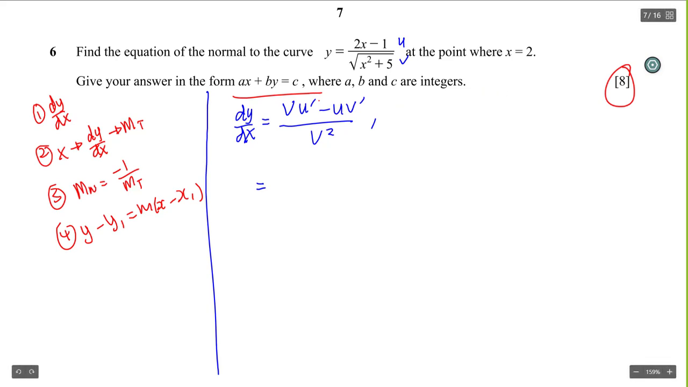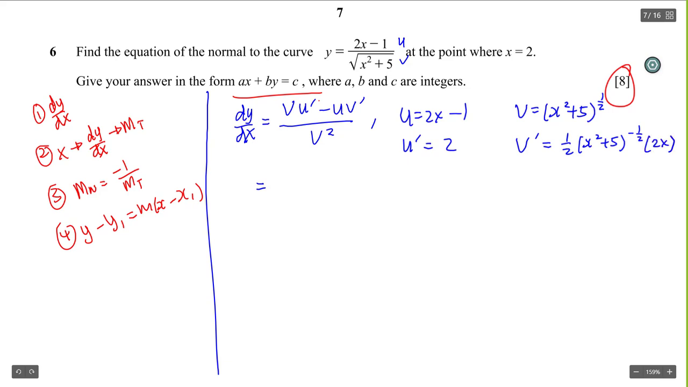Write u first. I prefer to write u first. Okay, u equals 2x minus 1, and v equals (x squared plus 5) to the power half. Alright, then my du/dx is 2. My dv/dx is half (x squared plus 5) to the power negative half, and then multiply by 2x, because we need to differentiate the inside right at the back, isn't it?